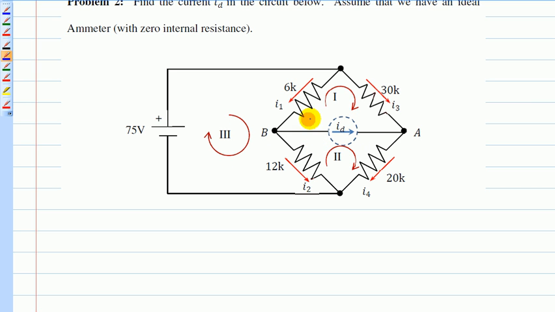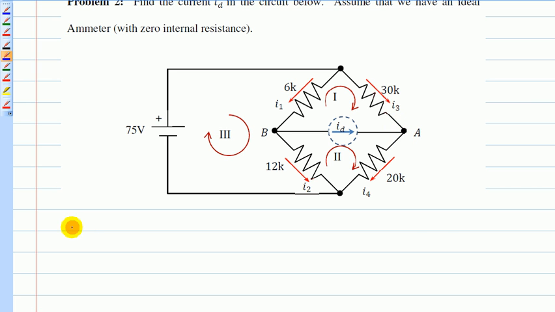And I give you 3 reference loops set here. So I can construct 3 loop equations based on the 3 loops set here. I can also construct 2 equations based on node B and node A using KCL. So that'll give us 5 equations here.